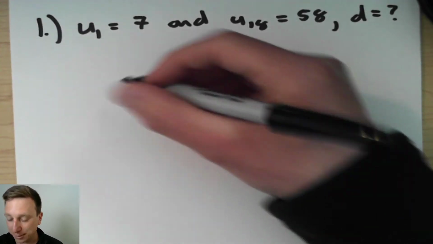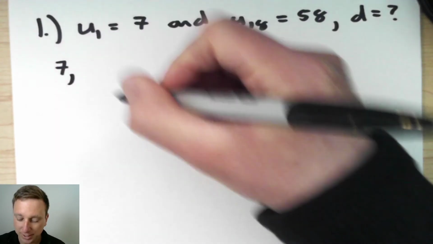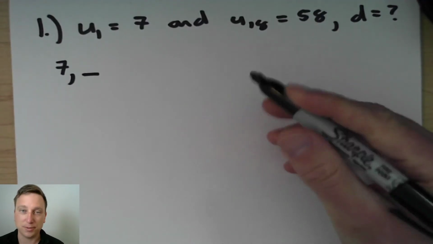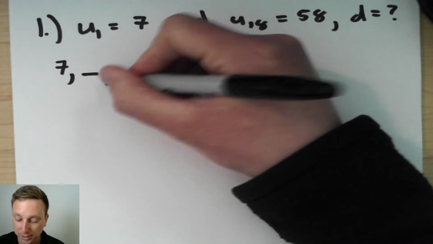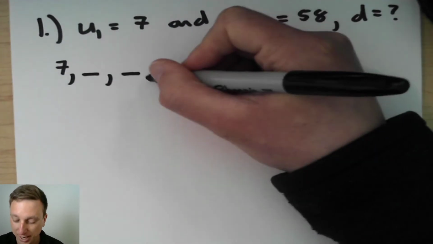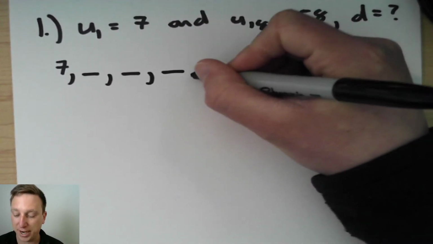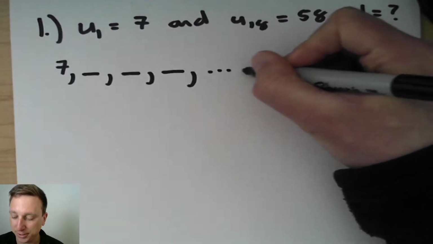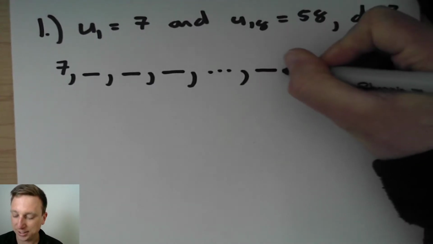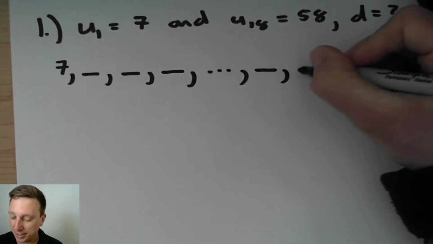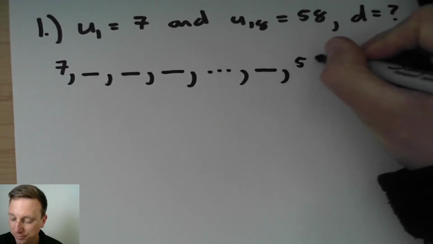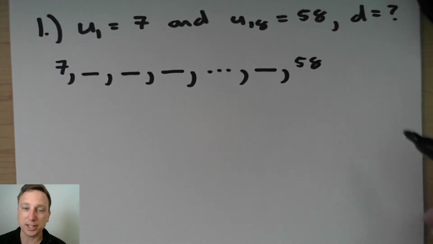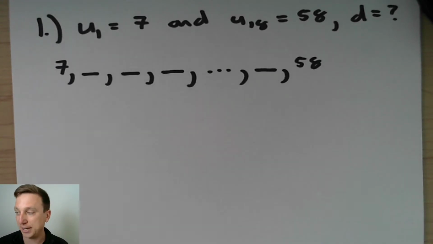So if we think about what's happening here, I have 7, and then I have some other term, which we call the second term, by adding some number. Then I have the third term, adding some number, then the fourth term by adding some number, and I keep doing this until I hit the 17th term by adding some number, and then I finally hit the 18th term of 58. So if we think about how this process of adding works, we can actually work backwards in this problem and solve for what the difference is just based on this.